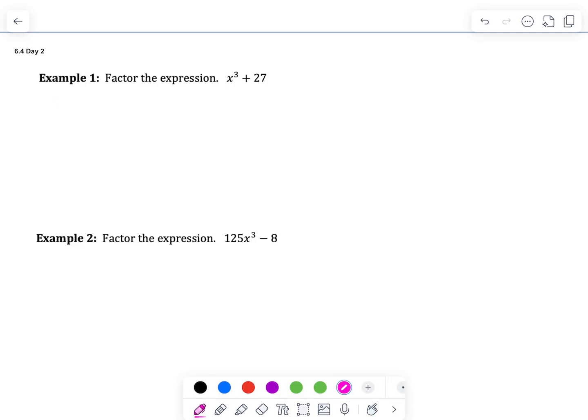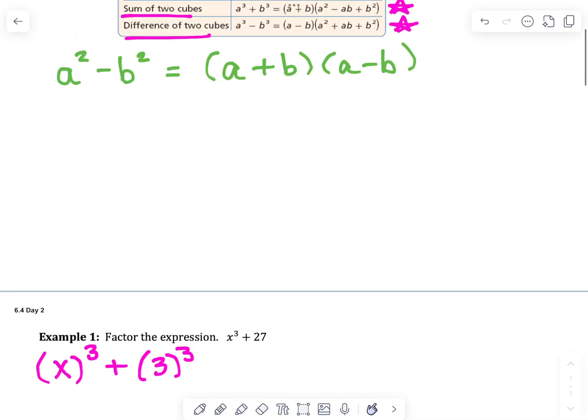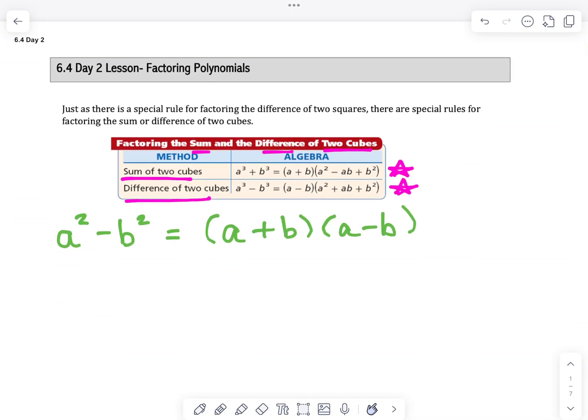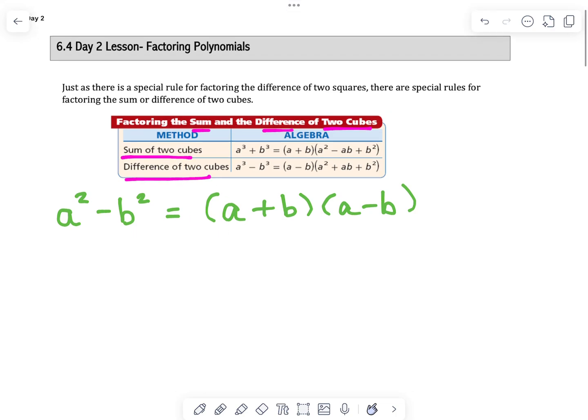So first thing I'm going to do is I'm going to write that 27 as a perfect cube. So it's x to the third plus, and now 27 is the same thing as 3 cubed. Now we're going to use the rule that is the sum of two cubes. So we're going to use this top equation right here, and we're going to enter it into the right side of the equation.